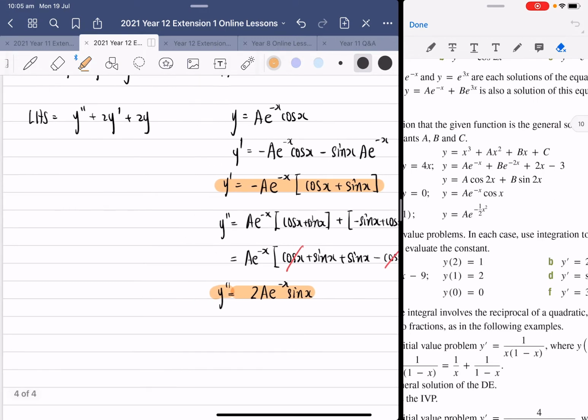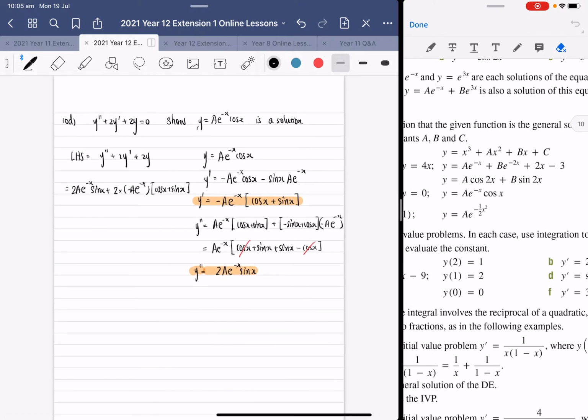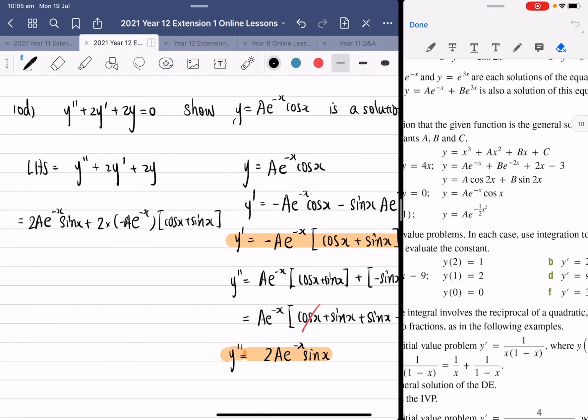Let's hope that after we substitute everything, we get the answer equal to 0 on the right hand side. Okay, so let's substitute. y double dash is 2a e to the power of minus x sine x plus 2 times y dash, which is minus a e to the power of minus x, cos x plus sine x. Oops, I don't have any space for that. I need to plus 2y. Now plus 2 times y, which is 2a e to the power of minus x cos x. So if we expand everything, let's see what we are going to get.